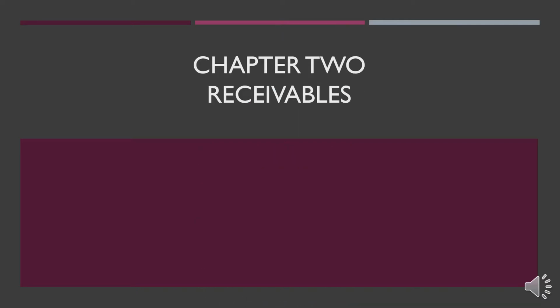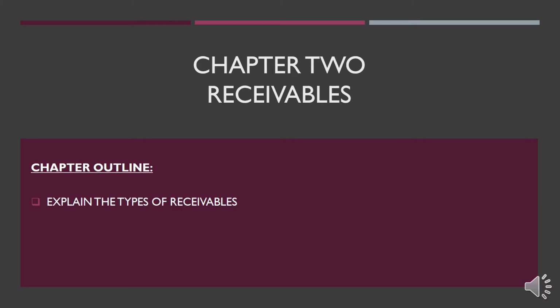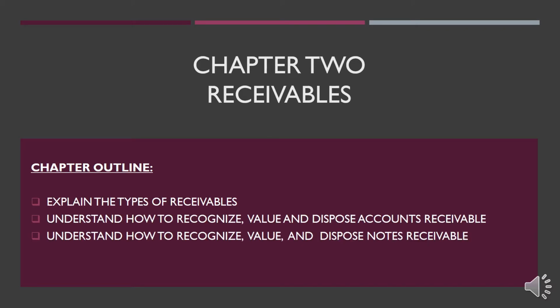Chapter 2 is about receivables. There are three main ideas covered in this chapter. First, we are going to talk about the types of receivables. After that, about recognizing, valuing, and disposing of accounts receivable. And in the last part of this chapter, we are going to talk about recognizing, valuing, and disposing of notes receivable.